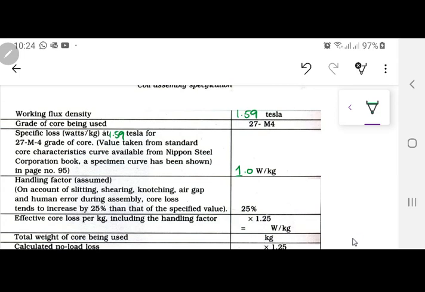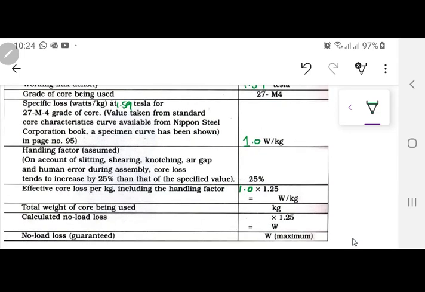So over here, you are going to multiply it by 1.25. Whatever value you are getting, I'm going to multiply it by 1.25, and this actually comes out to be 1.25 watts per kilogram.